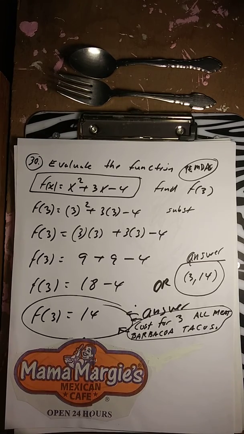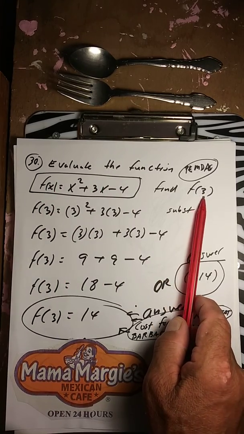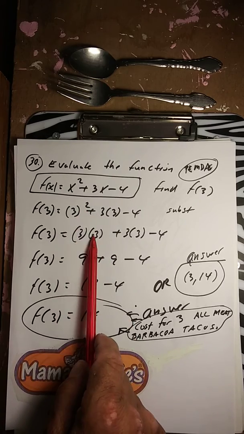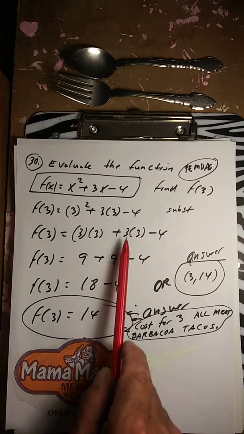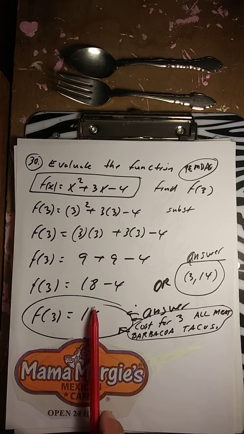Evaluate the function. We have a function and it says find f of 3. So it means we need to put 3 in there for all the x's. 3 squared means 3 times 3. And 3 times 3 means 9. And 3 times 3 is 9 again. And then bring the 4 down. 9 and 9 is 18 minus 4. And that's going to give you a 14.